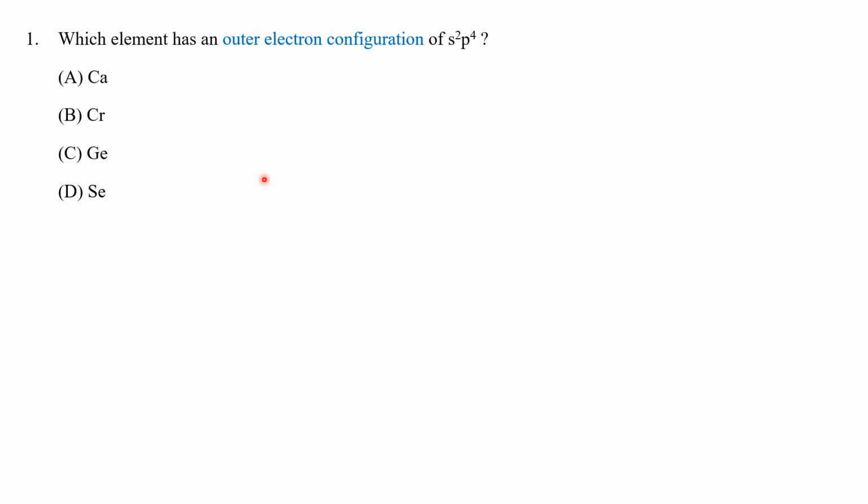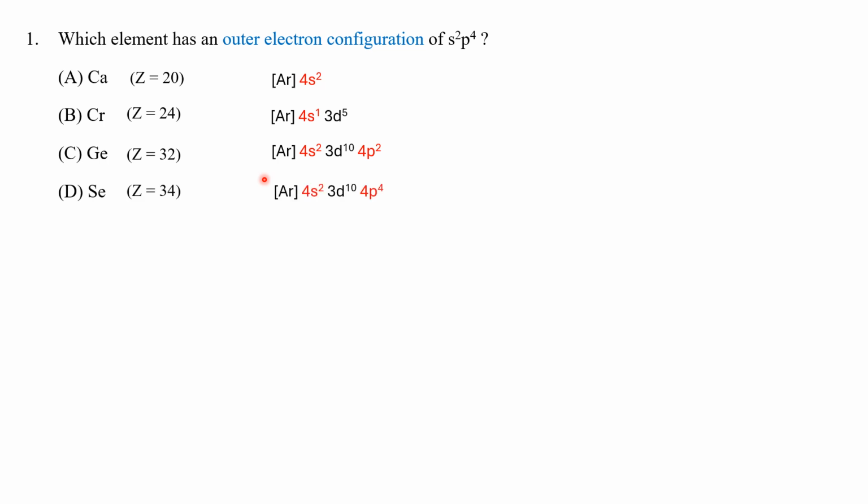So let's write the electron configuration of these elements and then find out which element has s2p4 as the outer configuration. Calcium, atomic number 20, the configuration is argon 4s2, that is the noble gas shortcut. Chromium, atomic number 24: 4s1 3d5. Germanium, atomic number 32: argon 4s2 3d10 4p2. Selenium, atomic number 34: 4s2 3d10 4p4. These are the electron configurations of the four atoms.